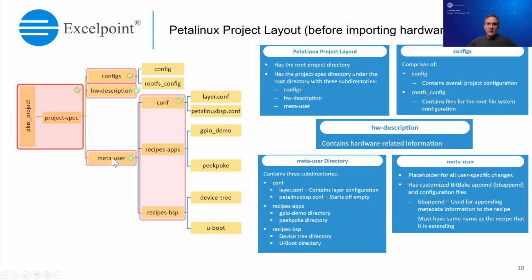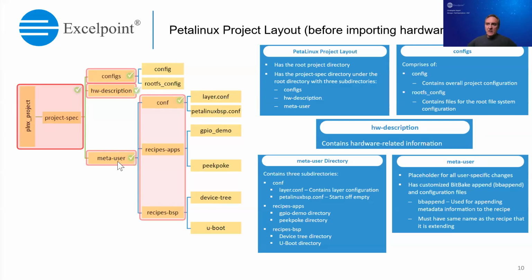And the meta user directory contains another 3 subdirectories: configuration, recipes apps, and recipes BSP. The configuration directory contains layer.conf and Petalinux bsp.conf, these 2 files. Layer.conf contains layer configuration, and Petalinux bsp.conf starts off empty. Recipes apps contains the GPIO demo and the Pika poke directories, and recipes BSP contains the device tree and U-boot directories.